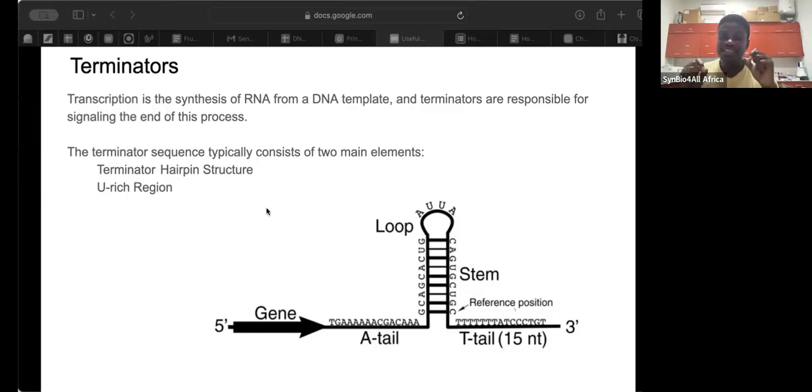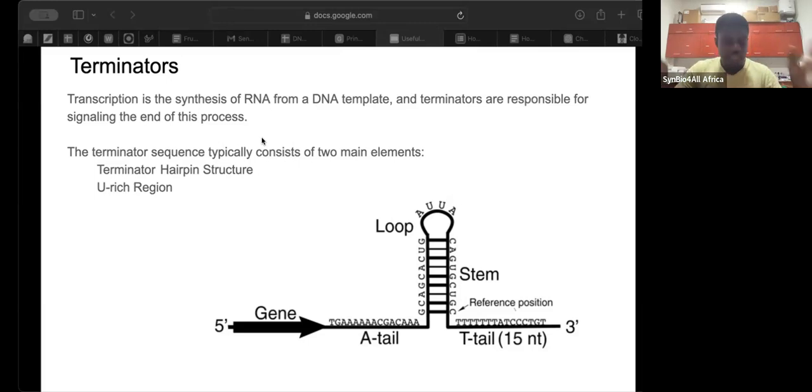Now, a terminator is different from a stop codon, and I'm sure you should know that by now. A stop codon is a three-nucleotide code that says a particular transcriptional unit stops here. Now, even though it stops there, it doesn't tell the RNA polymerase to fall off.